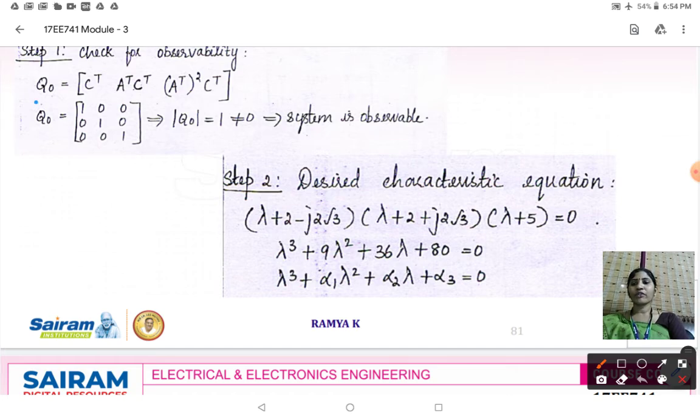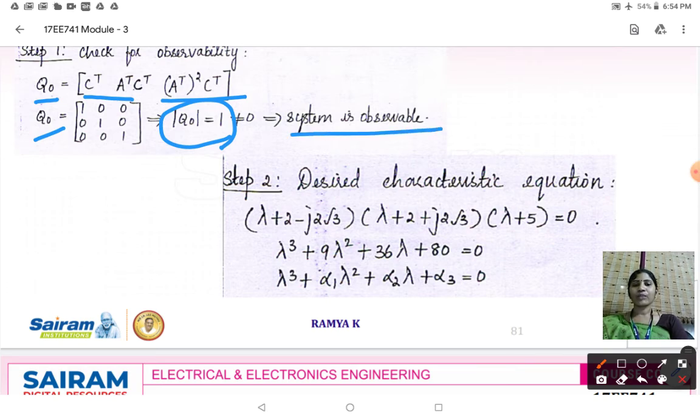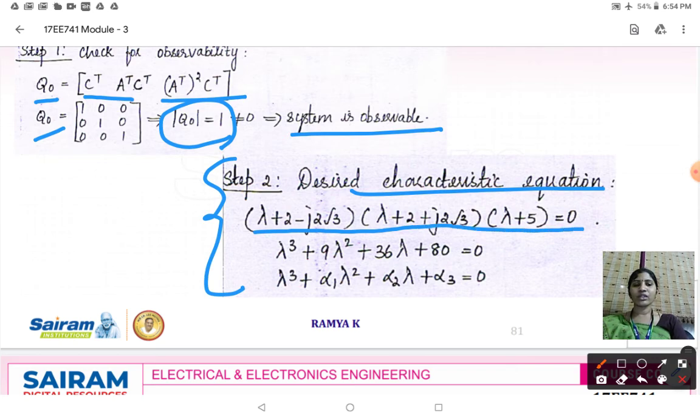To identify whether the system is completely observable or not, we need to go for the observability check. The observability check formula is QO is equal to C transpose, A transpose C transpose, A transpose square C transpose. So for QO you need to identify the determinant value. The determinant value is not equal to 0. Therefore, we can say the system is completely observable. Then with the given eigenvalues, find the desired characteristics equation. By substituting the eigenvalues, you frame this particular equation. When you simplify the equation, you get lambda cube plus 9 lambda square plus 36 lambda plus 80.